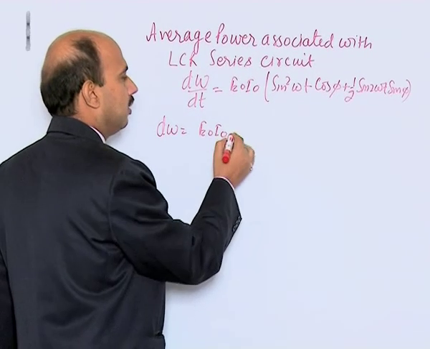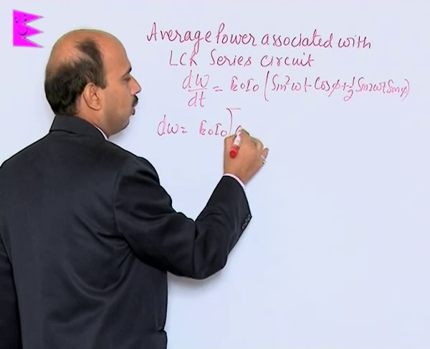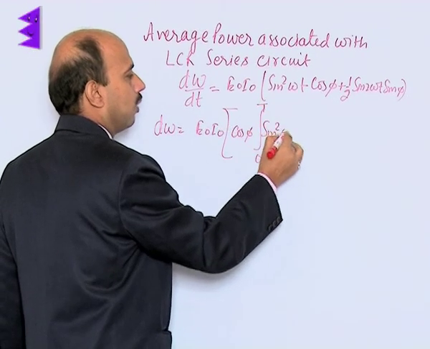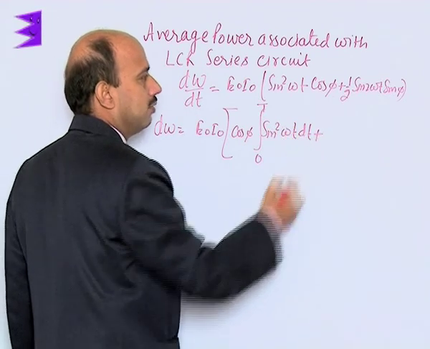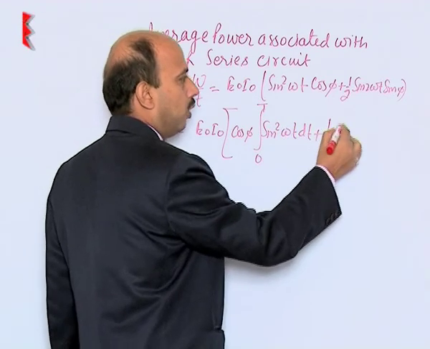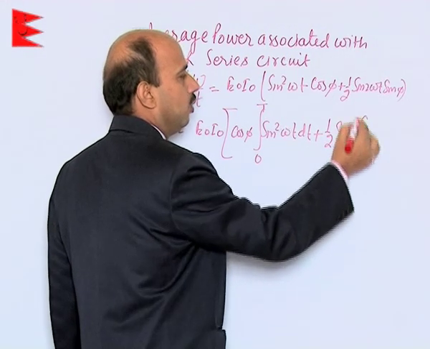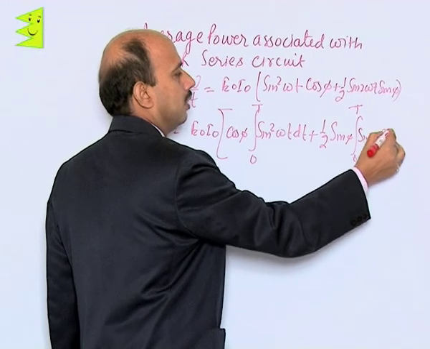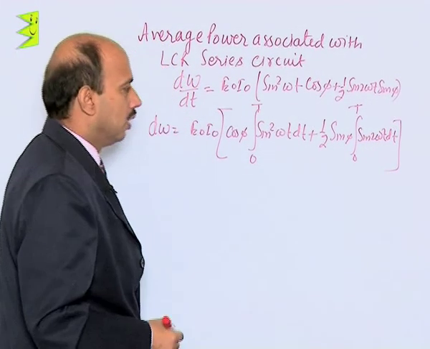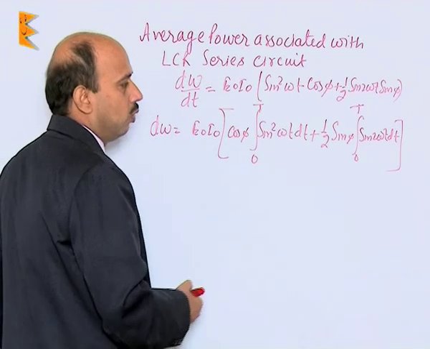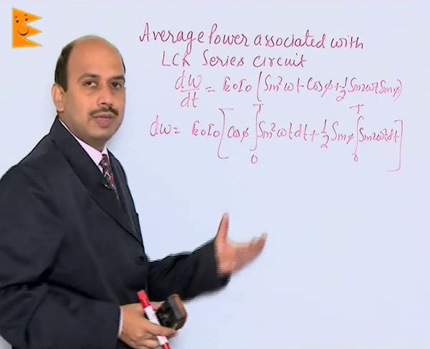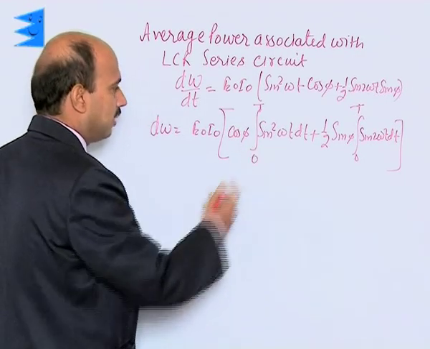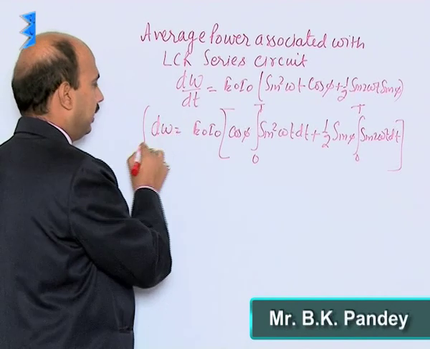Here we can integrate. We can take cos φ common and integrate from 0 to T of sin²ωt dt, plus we take common 1/2 sin φ and integrate from 0 to T of sin 2ωt dt. Now in this case we can write the other steps and integrate part by part. So now just see the steps.